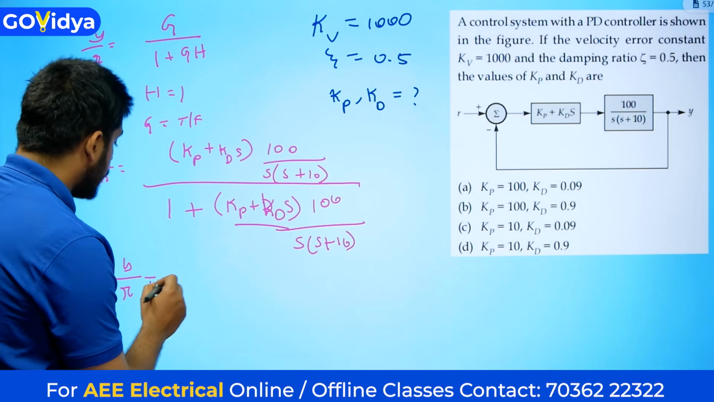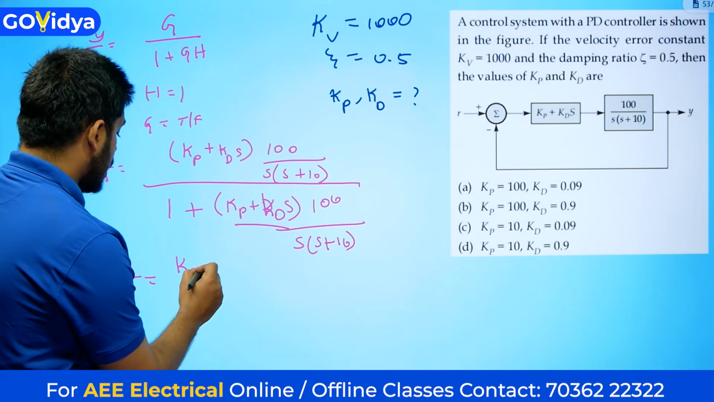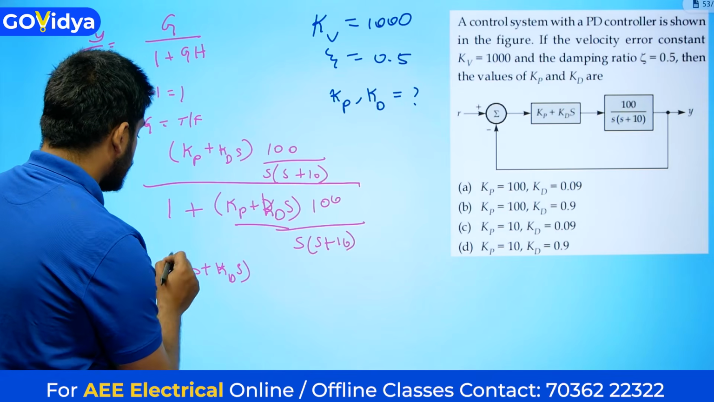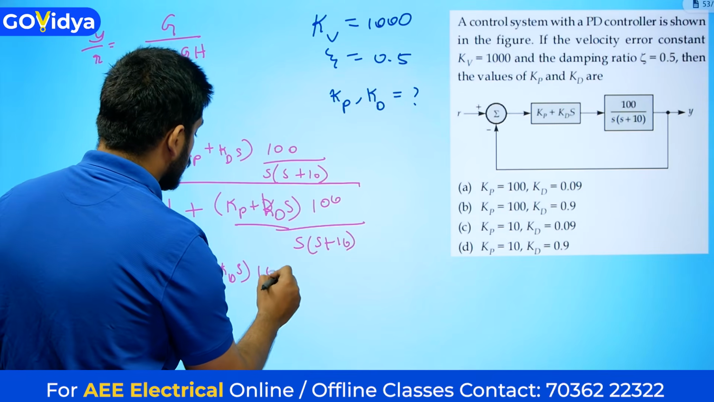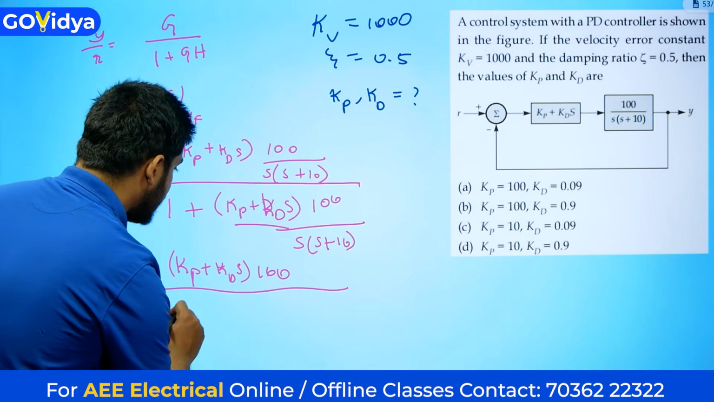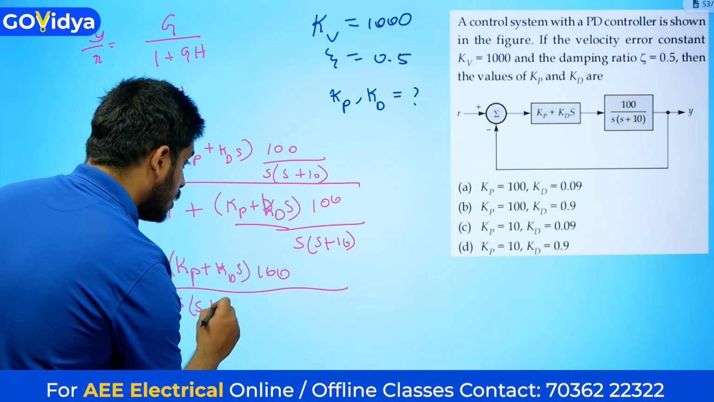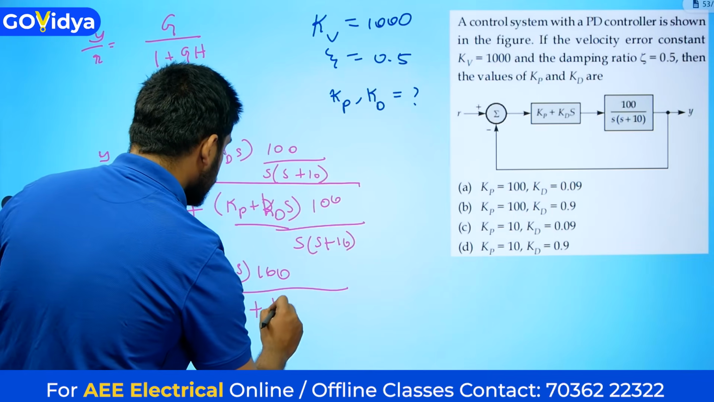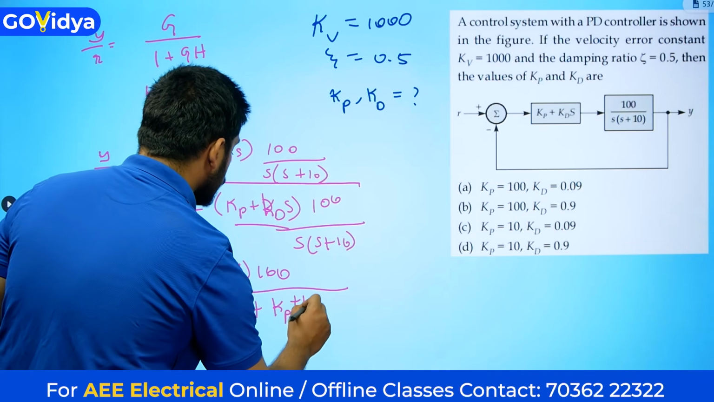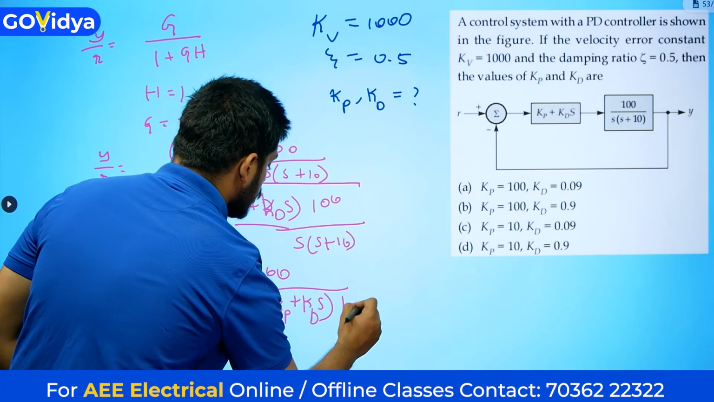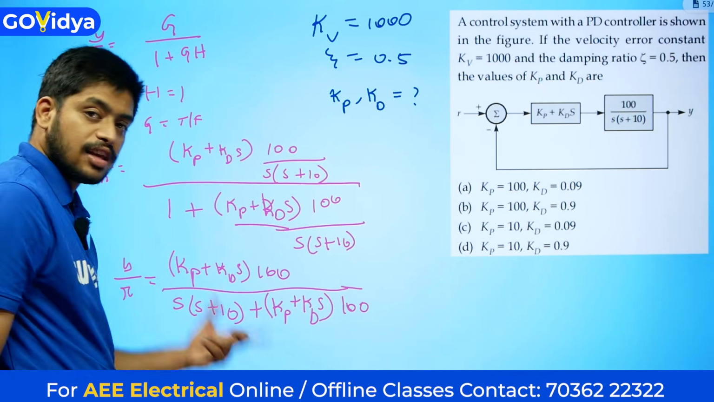We are going to get Y by R equals Kp plus Kd s into 100, whole divided by s of s plus 10, plus again Kp plus Kd s into 100. Okay, this is the thing we got.